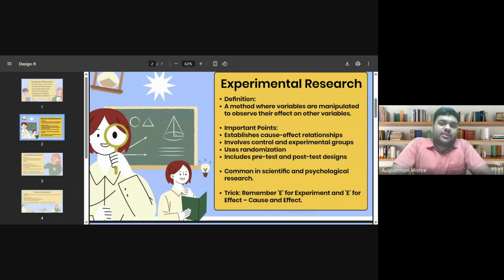So, we already discussed a lot on experimental research, how you can use dependent or independent variables. It is a method where variables are manipulated to observe their effect on the other variable. That is experimental research, where you are going to do experiments by manipulating the variables.